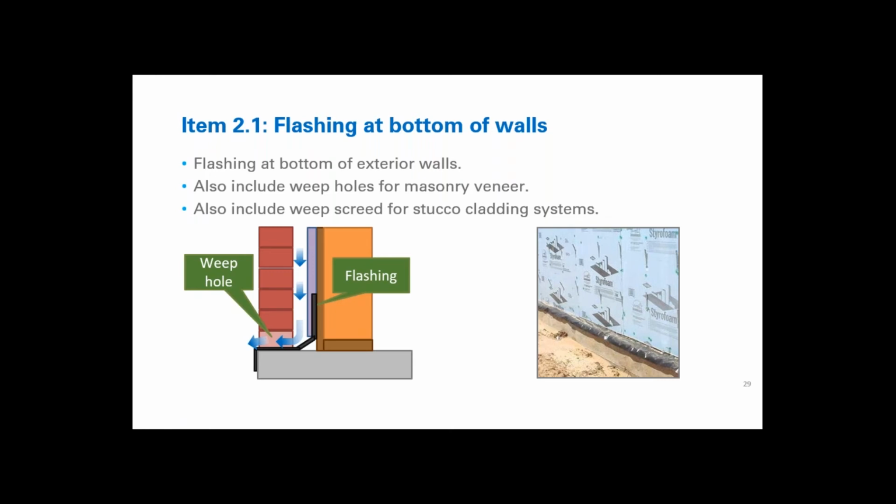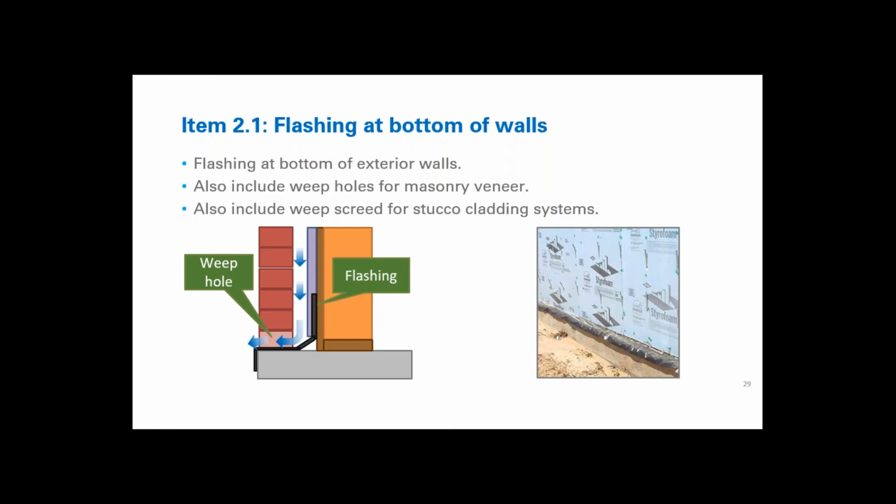And as you may know, item 2.2 is going to require a continuous drainage plane behind the exterior cladding on walls, but we'll need to deal with this water once it reaches the bottom of the wall. We can't just trap it there. And that's the purpose of item 2.1, to provide flashing at the bottom of the exterior walls that kicks that water away from the house.